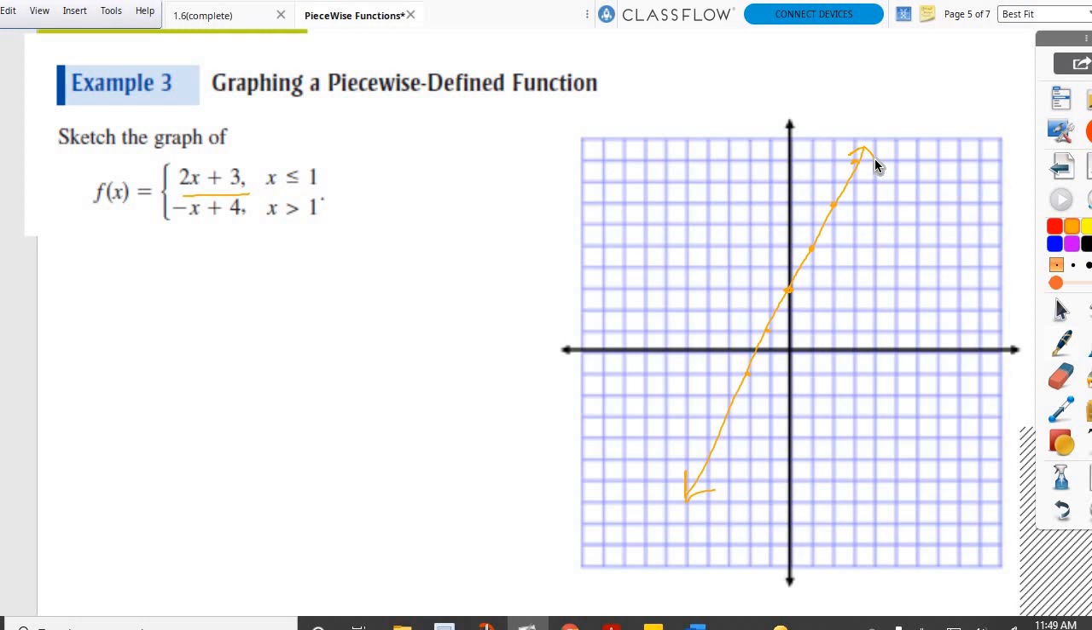So we get a graph that looks like that. Agreed? And you do this similar thing to last night. So what is that graph gonna look like? The slope is negative 1, and the y-intercept is 4. You go, girl.